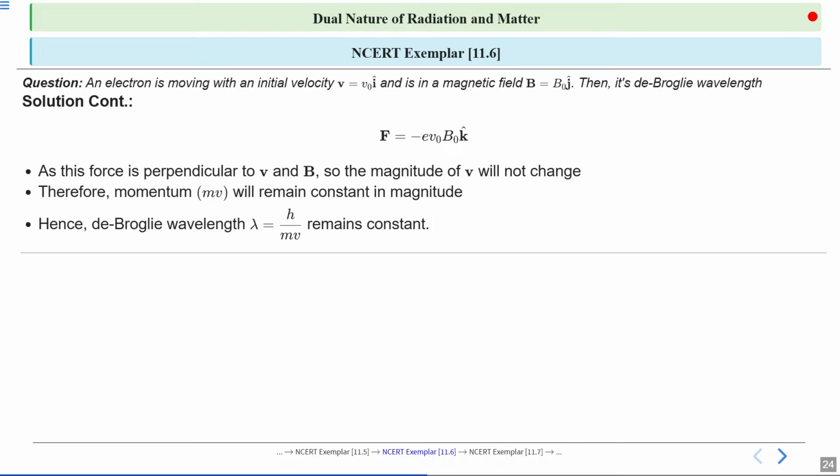So because the momentum's magnitude is constant, the de Broglie wavelength, which is given by lambda equal to h upon mv, also remains constant.